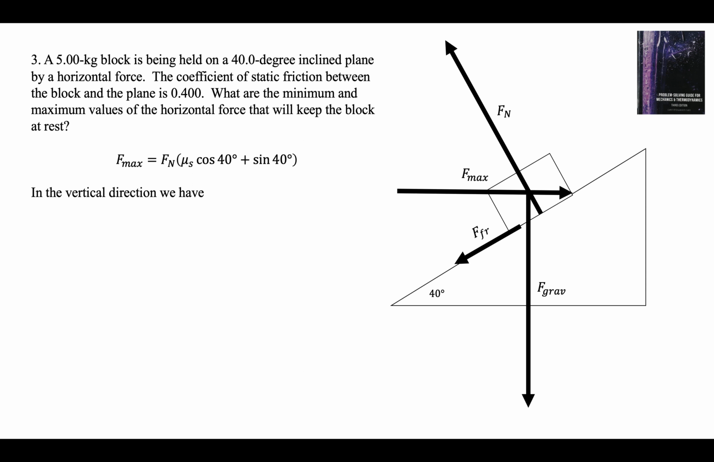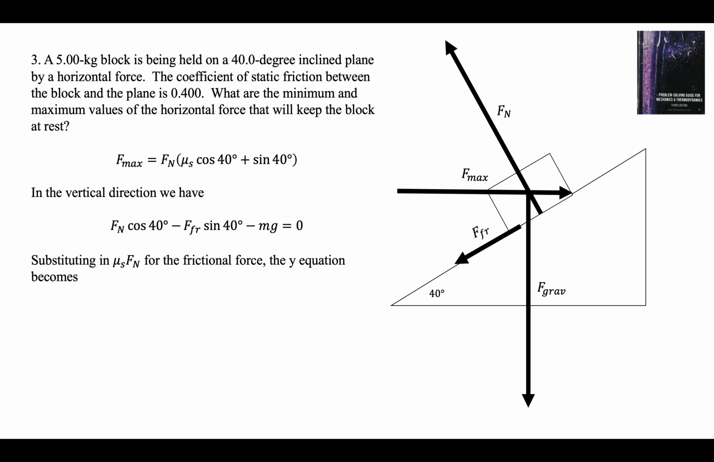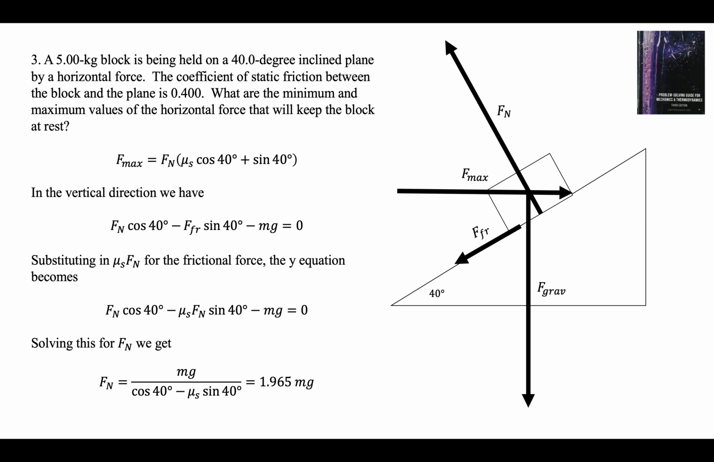In the vertical direction, Fn is holding up everything. Fn is the only positive force in the y direction. So we have a component of Fn cosine 40, and we have some of Fr going down, and we have all of F gravity going down. So there's the positive force in the y direction, Fn cosine 40. A component of the frictional force is downward, mg is downward, setting that equal to 0. Substitute mu static Fn for the frictional force. Solving this for Fn, we get that, and we can calculate what it is.